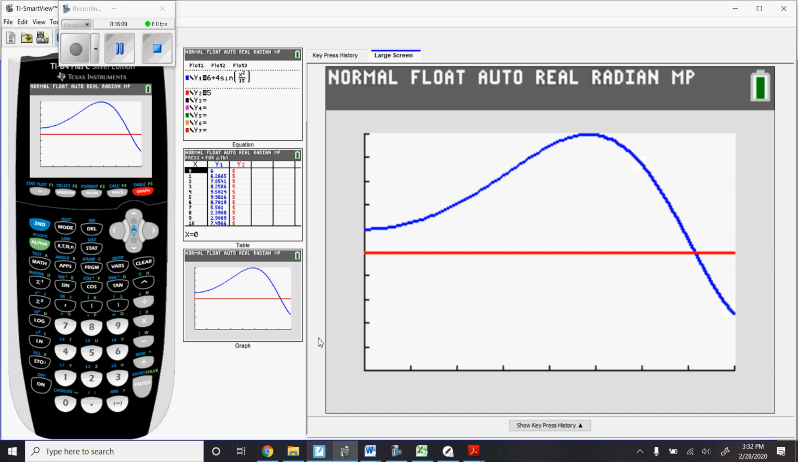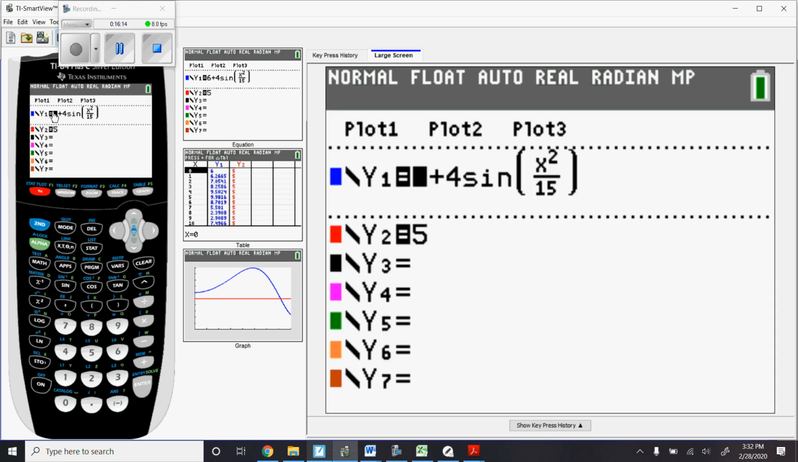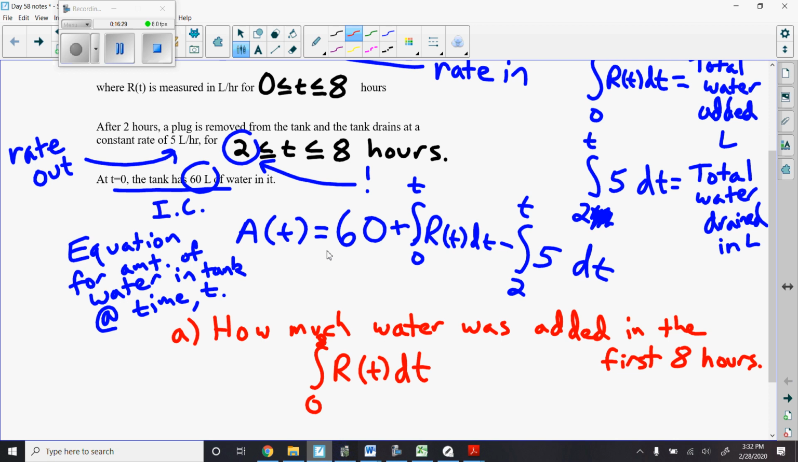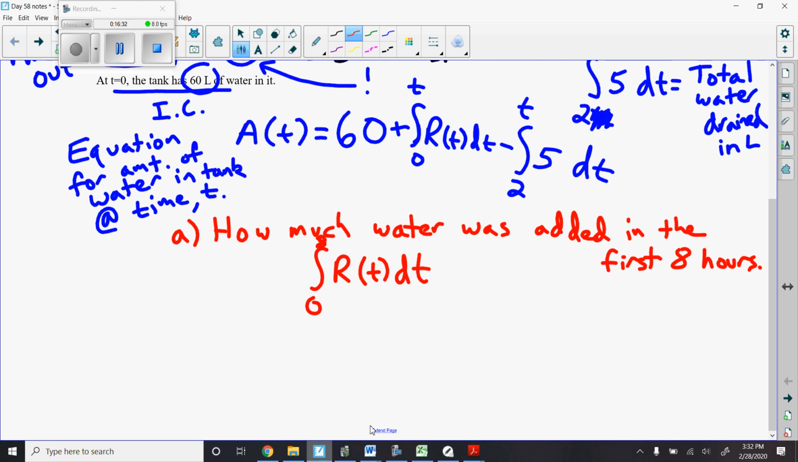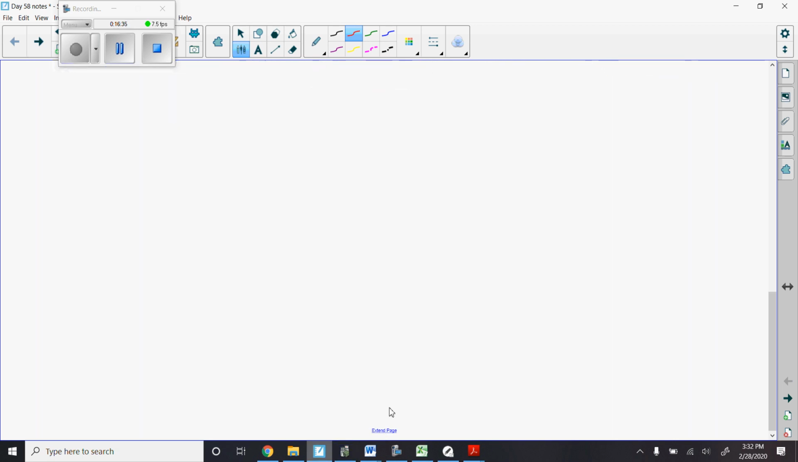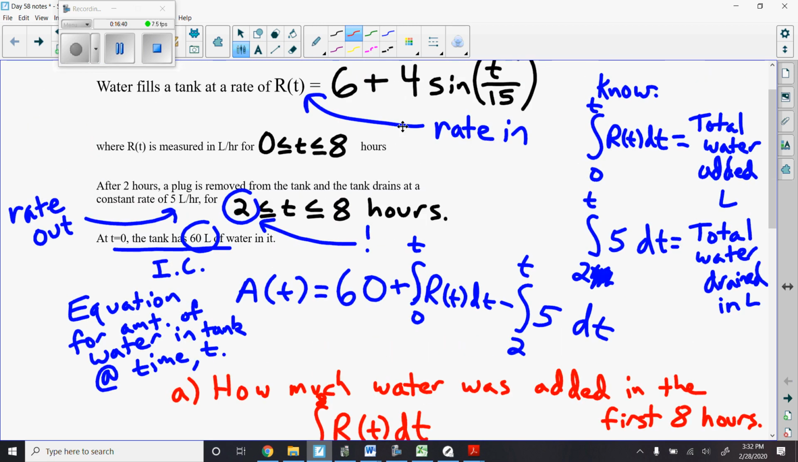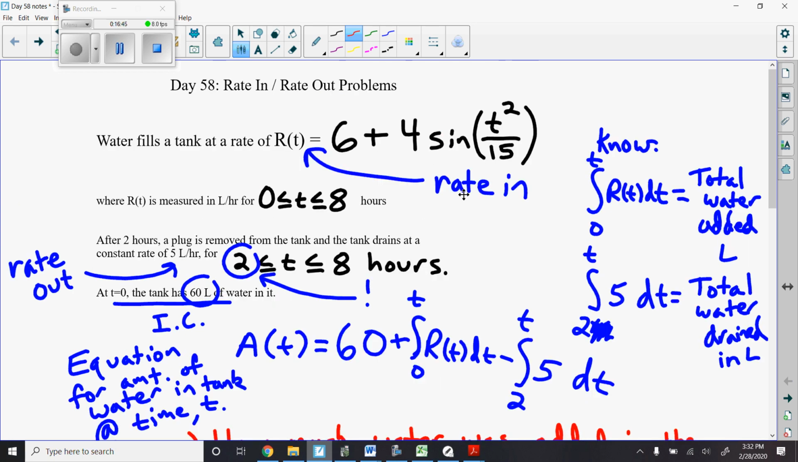So now watch this really cool trick. Right now I know my rate in is listed in my y1 function, and my rate out is listed as my y2 function. So here's what I'm going to do. I'm going to go back to here, and go up here for a second. First off, let me give myself a little more room to work with. This rate in, I want to note that that's stored in my calculator as y1.